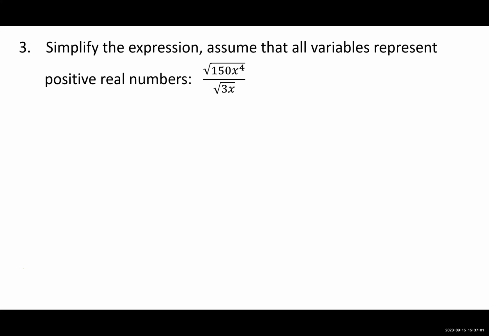Number 3, simplify the expression. And again, in this case, assume that all variables represent positive real numbers. So x is a positive number. What we can apply here is the property that says the square root of something divided by the square root of something else. So I'll say the square root of a over the square root of b. The a would be the 150x to the 4th, and the b would be the 3x. We could combine the square roots under one fraction: 150x to the 4th over 3x.